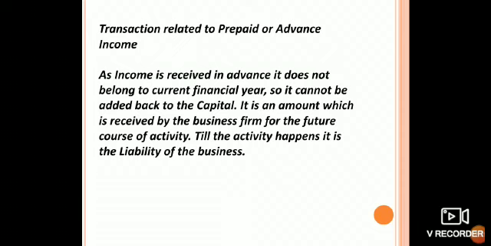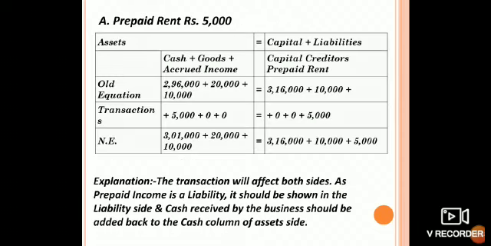Now let us see an example for the prepaid or advance income. Prepaid rent rupees 5,000. Now the old equation is 2,96,000 plus 20,000 plus 10,000 under asset side, and 3,16,000 plus 10,000 under liabilities side. Here the prepaid rent is 5,000. We have received the rent, so we have to add it in the cash account, and that 5,000 should be shown as a separate column under liability side as prepaid rent.